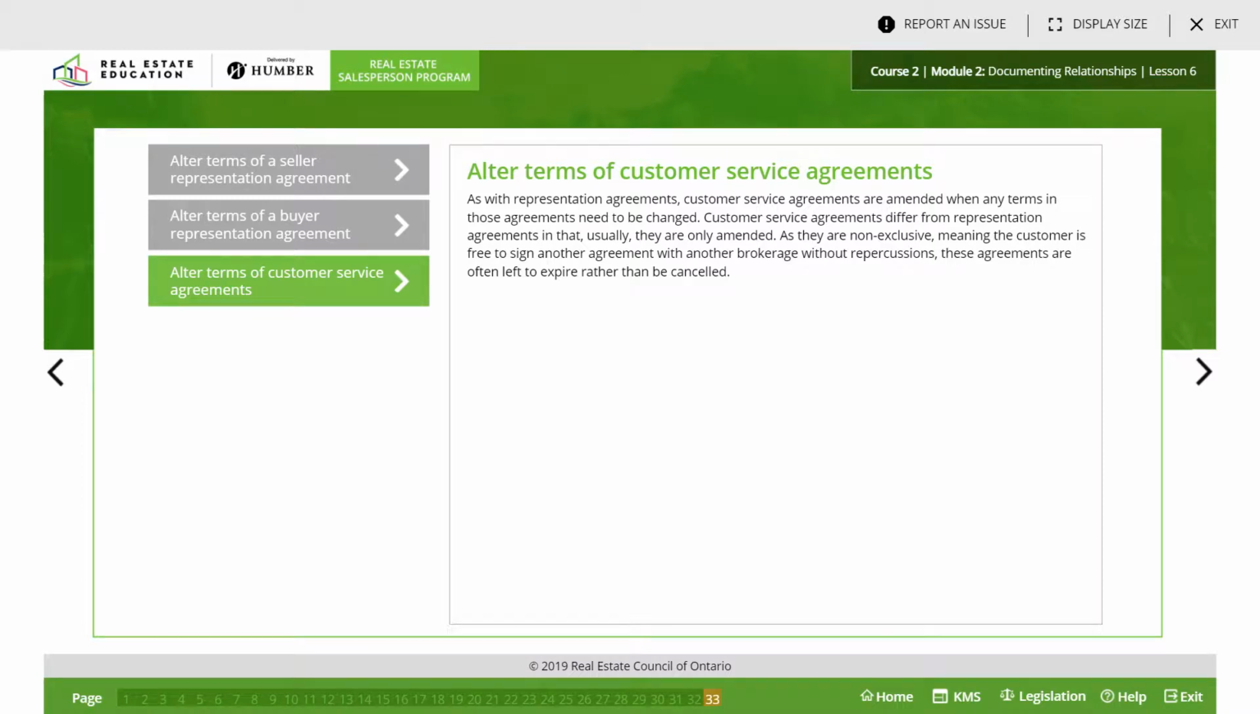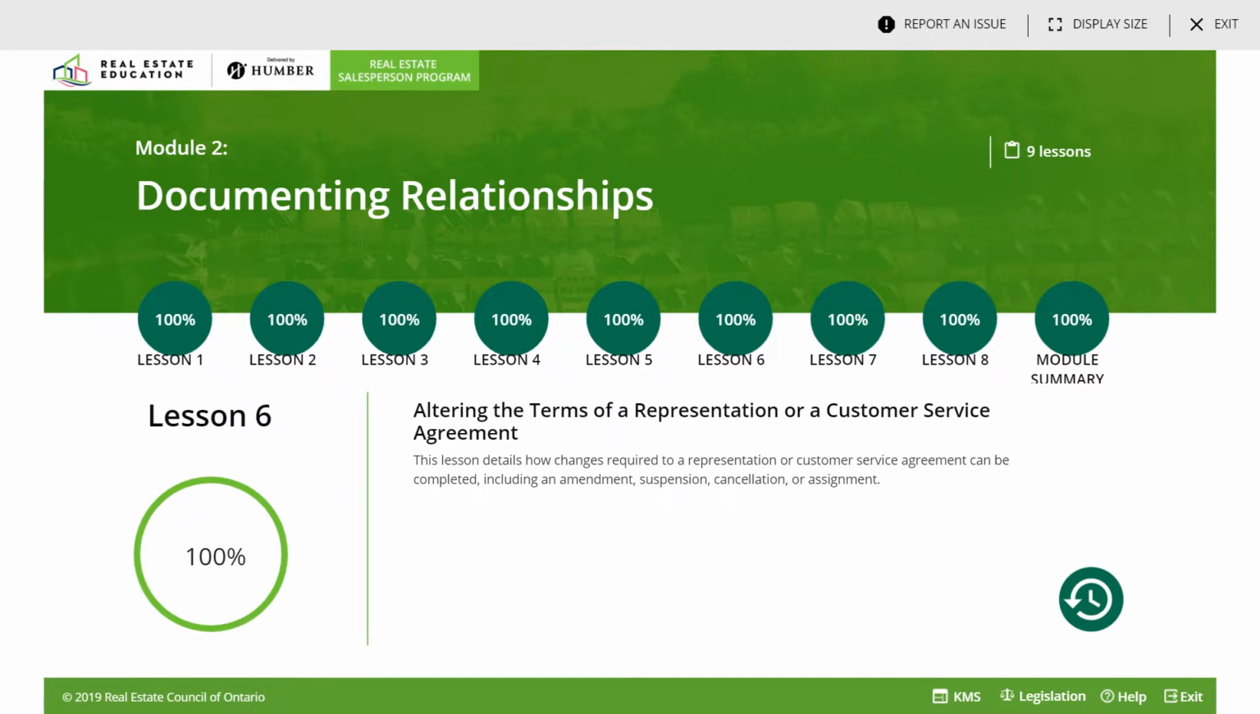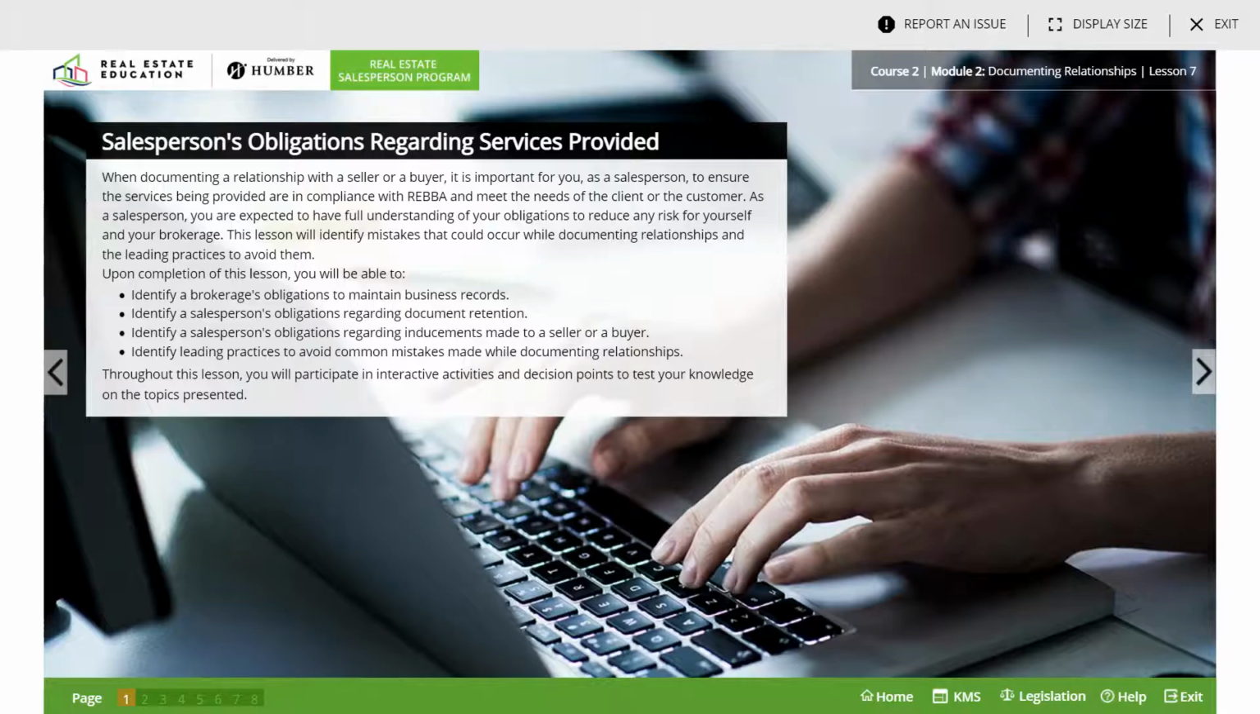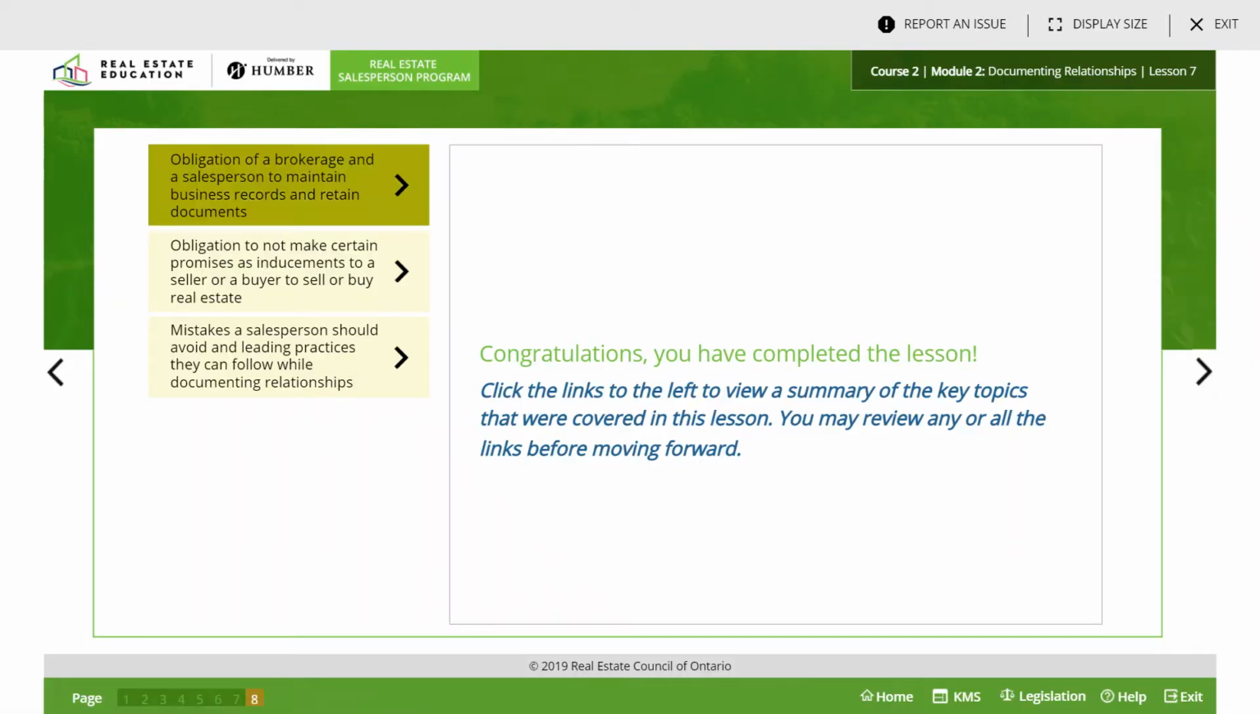Makes sense. So that was lesson 6. Let's see if we can cover lesson 7, salesperson's obligations regarding services provided. We can cover that, yes. It's a small chapter, small lesson, sorry.